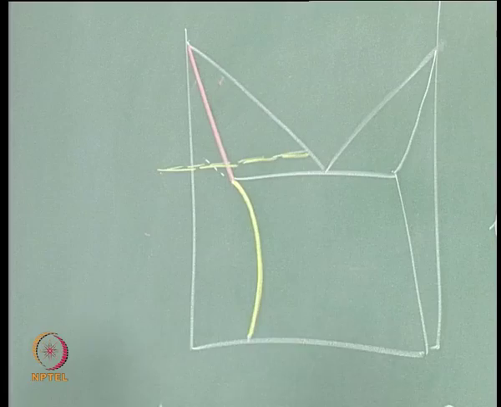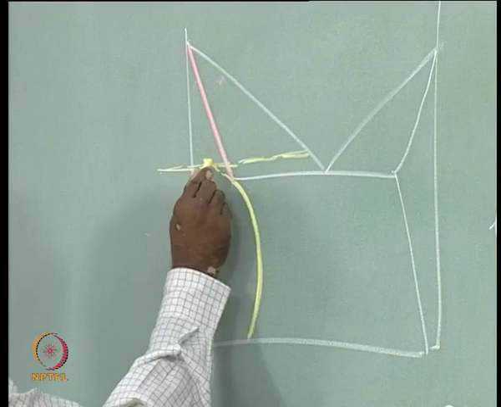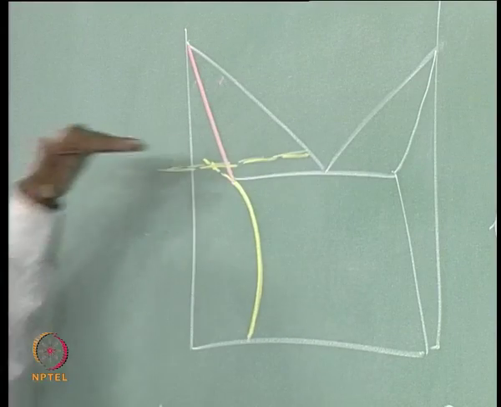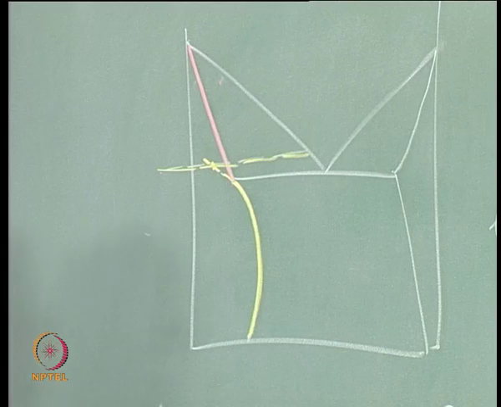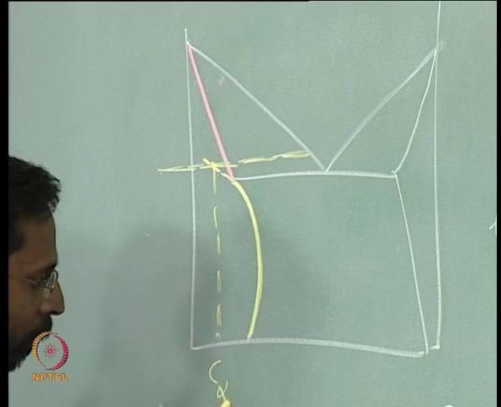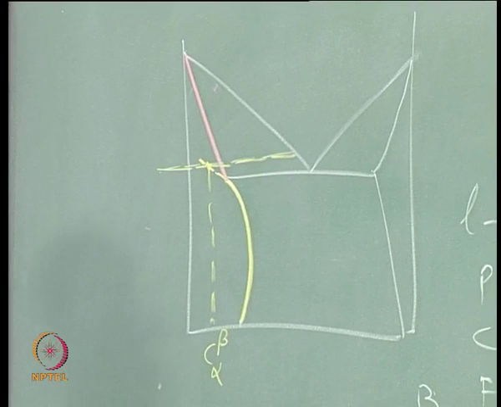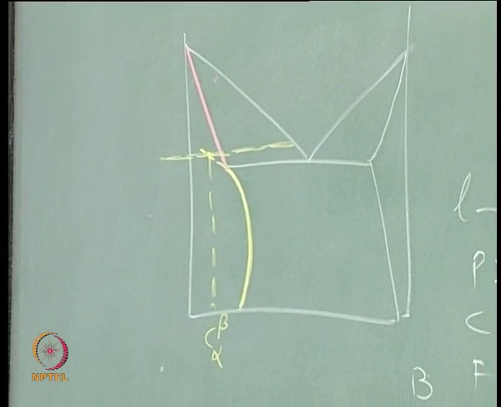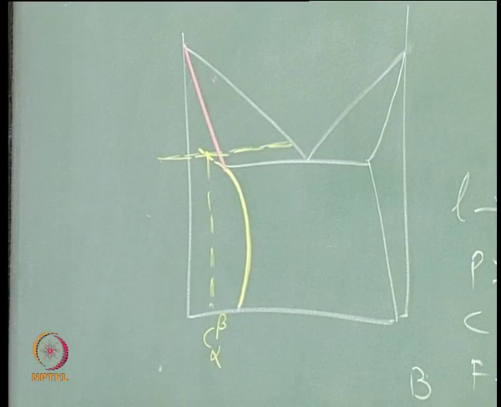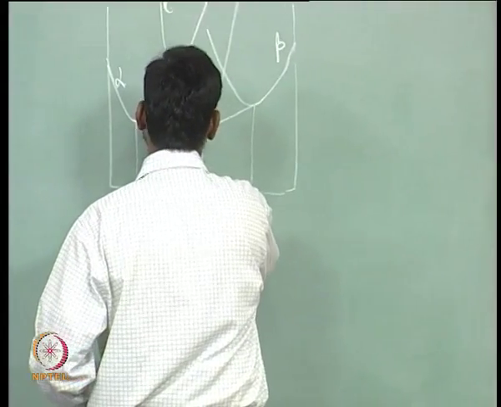Am I right? So, now if I am extrapolating this to a higher temperature, such that I come to this temperature of my interest, at that temperature this point is the composition of alpha in equilibrium with beta. Now, let us see in the free energy composition diagram, what is the composition of alpha in equilibrium with beta? If I want to know that, what should I do? I draw a common tangent between alpha and beta. Let us draw that.